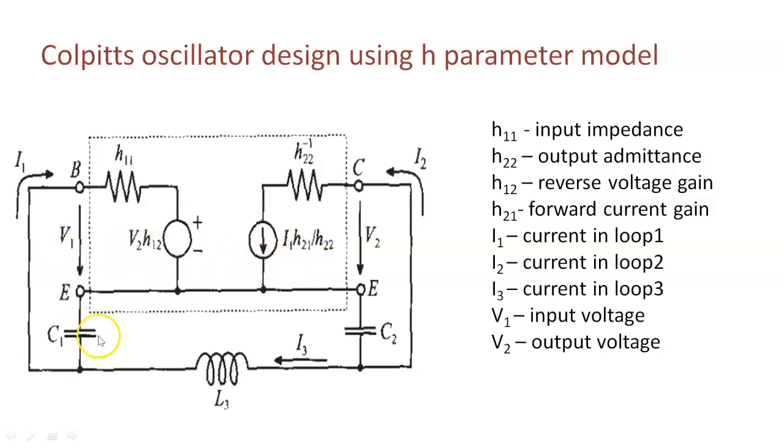We have three loops in this equivalent model. I1 is the loop current in loop 1, I2 is the current in loop 2, and I3 is the current in loop 3. Here we have two voltages, V1 and V2. V1 is the input voltage existing between the base and emitter terminals. V2 is the output voltage existing between the collector and emitter terminals.